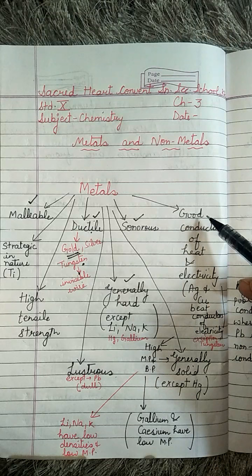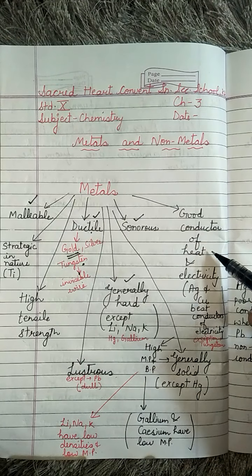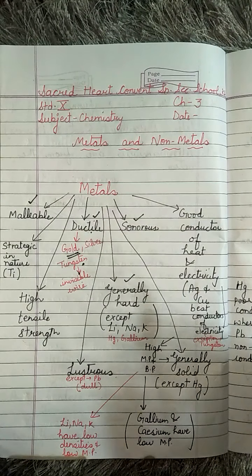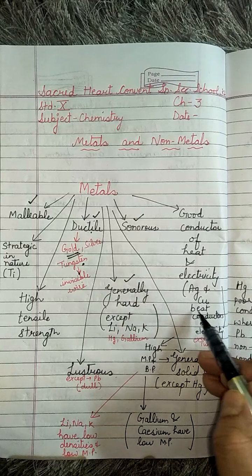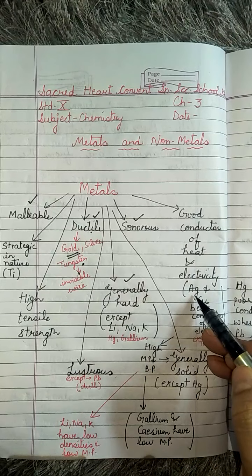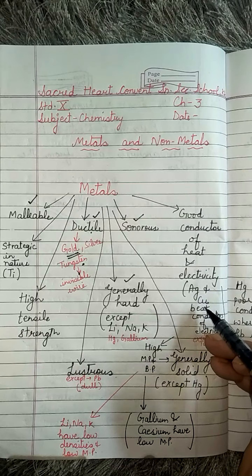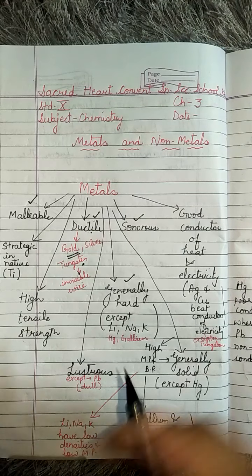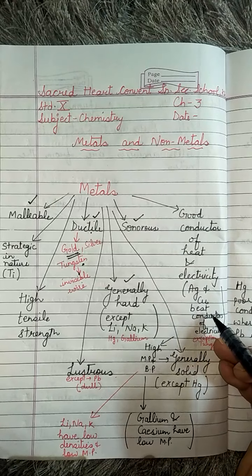Then the next property is metals are good conductors of heat and electricity. And when we say they are good conductors, the best examples are silver and copper. Now the question arises: if we are claiming that silver is the best conductor of electricity, why are wires made of copper? You can answer easily: silver is comparatively costly in comparison to copper. Copper is comparatively cheap.